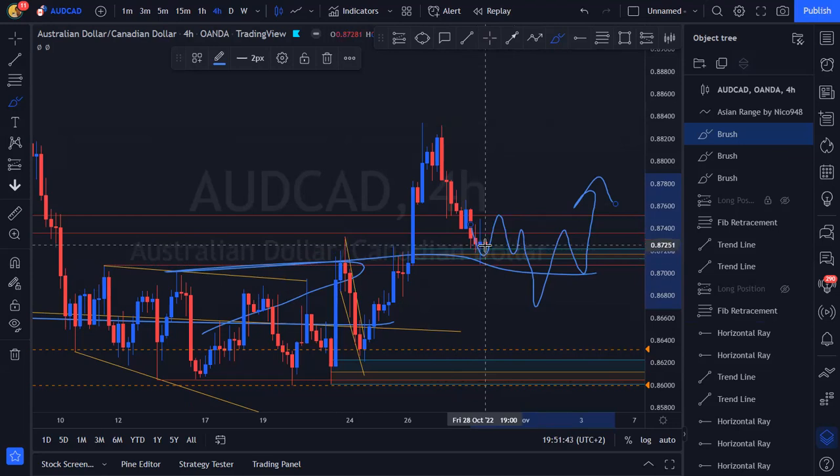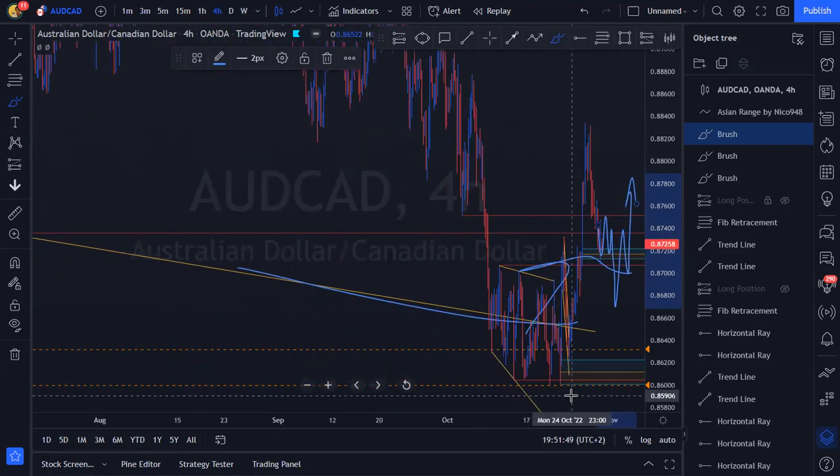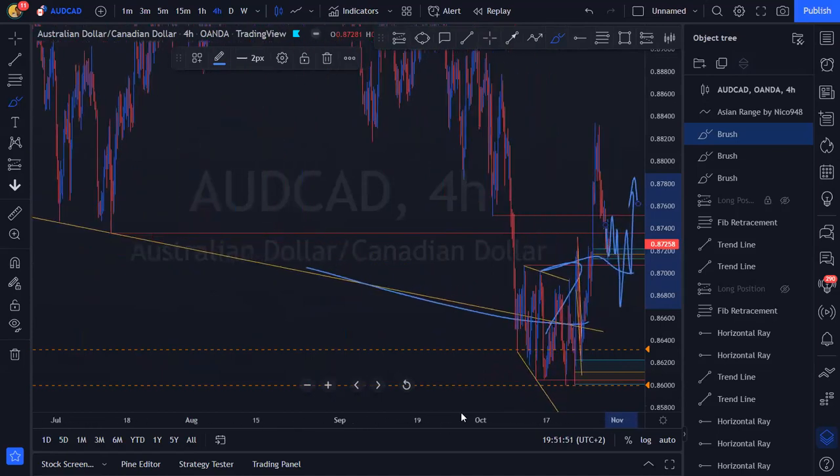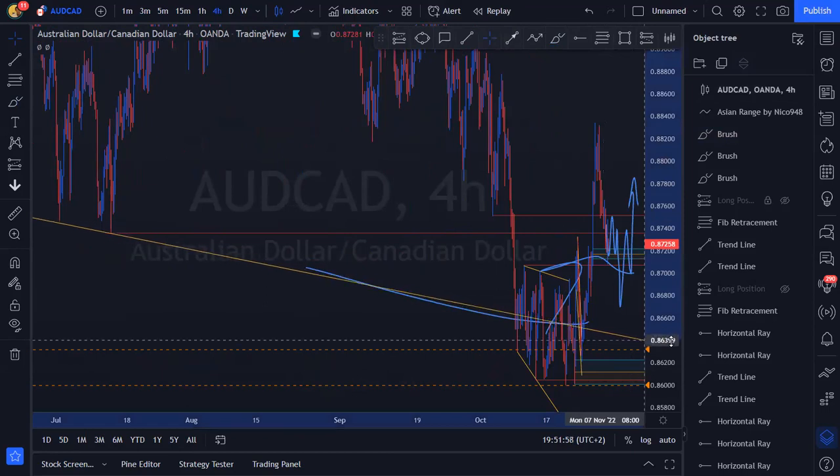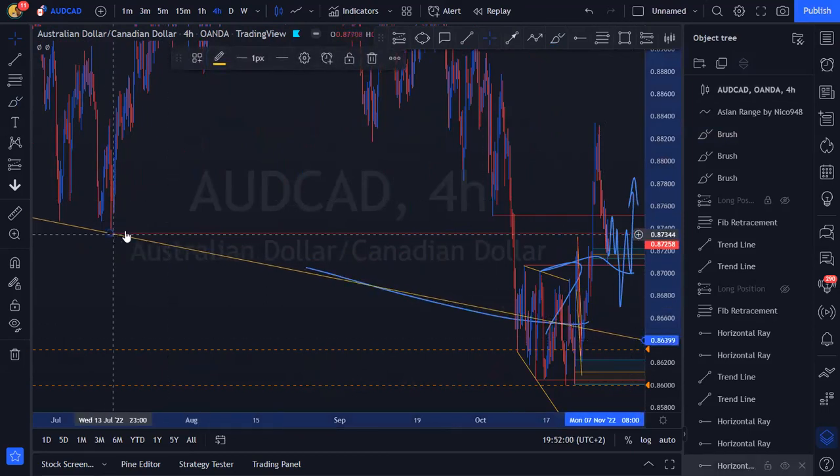Otherwise, I think my last resort for a long opportunity would maybe be to see price action just retest our support trend line. So let me just adjust it for you guys, but let me make sure that I'm not adjusting it weirdly. Oh, we're still touching that low over there.